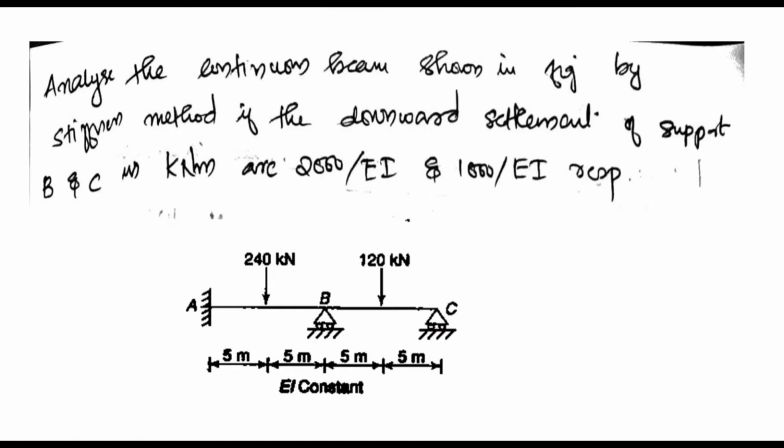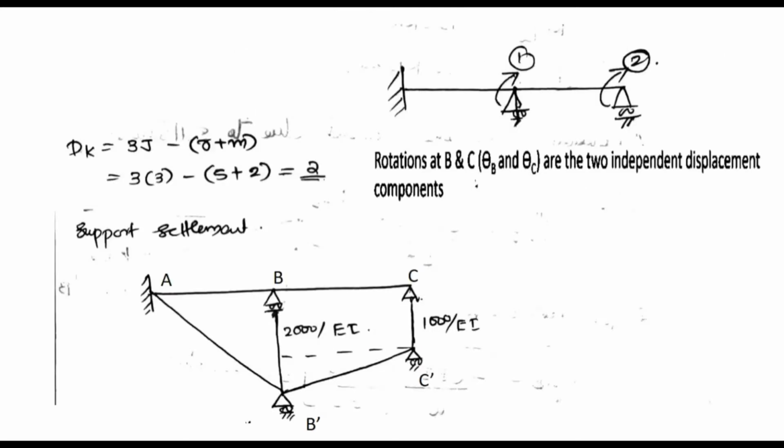In the previous questions, we didn't have any downward settlements, but in this question, we have to consider the downward settlements. As a first step, we need to find the degree of kinematic indeterminacy using the equation 3j minus r plus m, where j is the number of joints, r the number of reactions, and m the number of members. Here we have 3 joints, 5 reactions, and 2 members, thus getting a degree of kinematic indeterminacy as 2. The rotations at B and C, theta B and theta C, are the two independent displacement components taken.